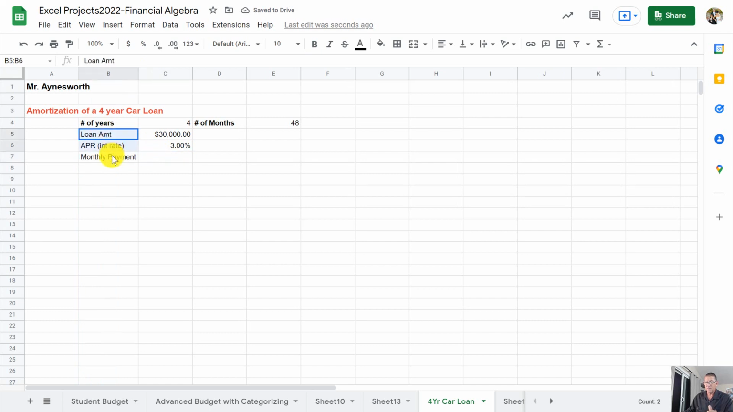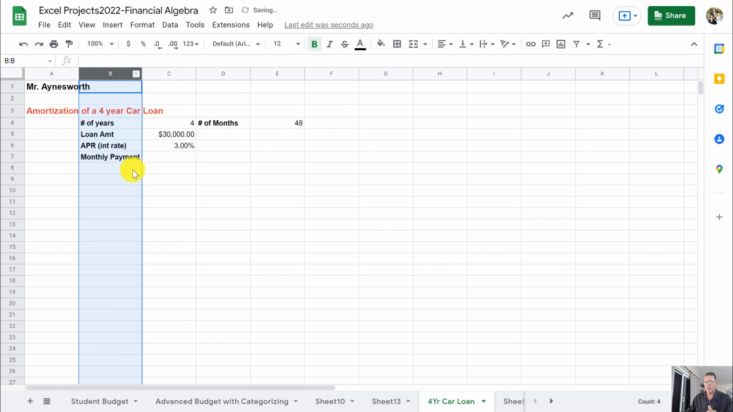All right, so let's bold these titles right here. And then again, come up here, double click at the top in between columns B and C, and it will automatically adjust the column width for you so it looks good. Okay. Now the monthly payment can be calculated using the monthly payment formula that we used in the previous chapters.